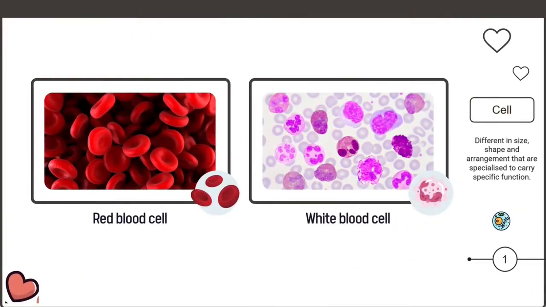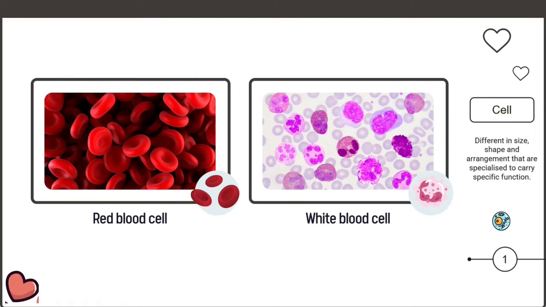Before we get started, you should know that cells come in different sizes, shapes, and arrangements, and are specialized to carry out specific functions. For example, here we have red blood cells and white blood cells. As the name suggests, they can both be found in your blood. Red blood cells are shaped as a biconcave disc and do not contain a nucleus. They function to optimize transportation of oxygen.